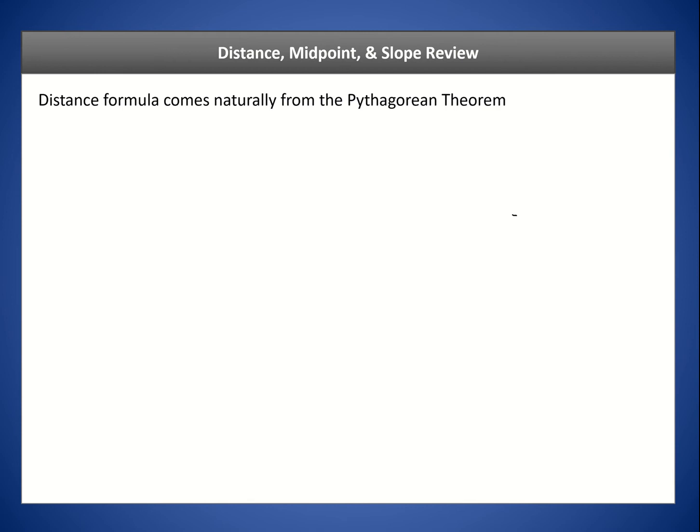So this unit is on coordinate geometry, and in order to review coordinate geometry and actually use it, we need to review the distance, midpoint, and slopes that we talked about in the beginning of the year. You may recall that the distance formula actually comes naturally from the Pythagorean theorem. If you wanted to find the distance between, say, these 2 points in red, which are connected by a line segment, then that is the same thing as finding the length of the line segment between those 2 points.